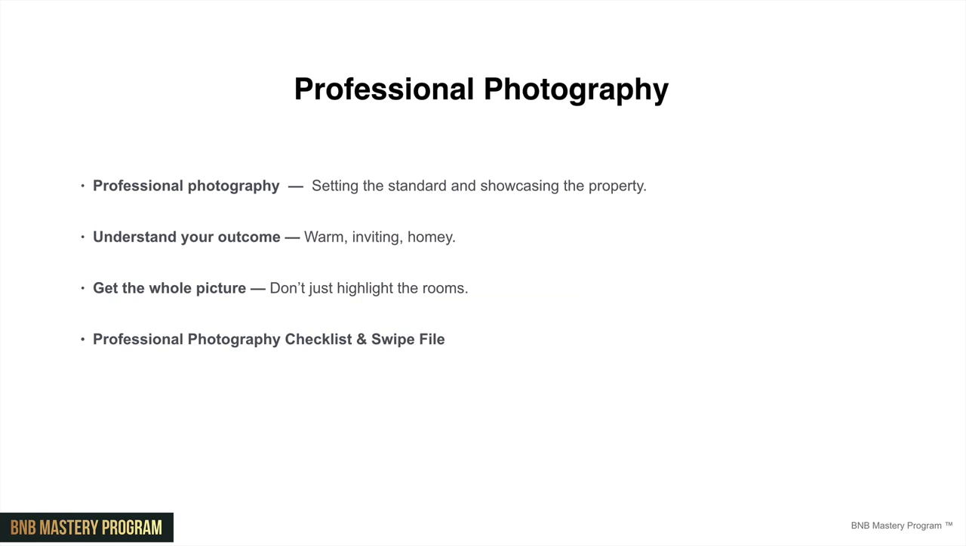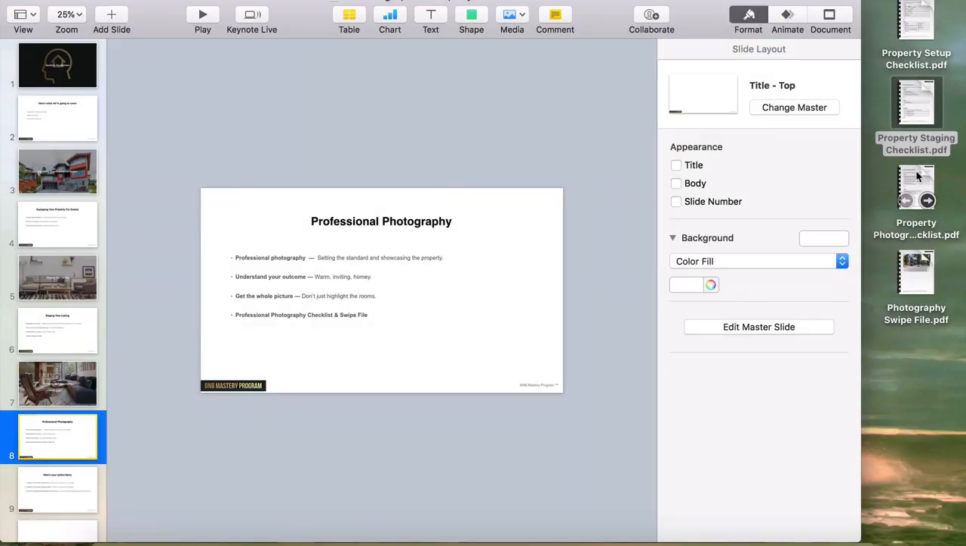Again, you want to understand the outcome, same as before, and get the whole picture. Don't just highlight the rooms. You don't just want to photograph rooms. You want to show the space as a whole. You want to show little individual things. You want to really show the coziness of it. I've got some swipe files of different properties that our photographers have photographed to show you exactly what I mean by this. And then we've got the checklist as well. So let's go through those two again.